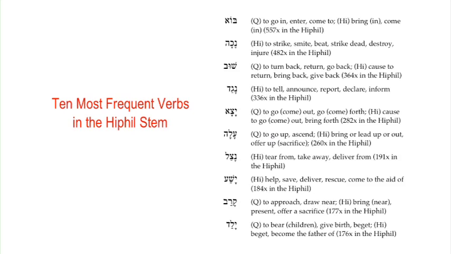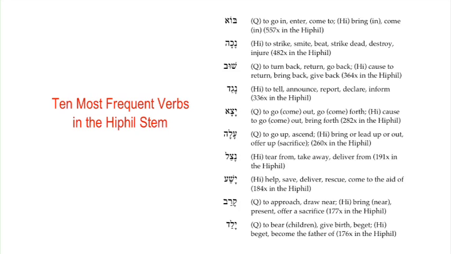Let's now look at the 10 most common verbs in the Hiphil stem. Look at your screen. One of the first things that you'll recognize in comparison to the Pual stem is that the Hiphil stem occurs frequently. In fact, after the Qal stem, the Hiphil stem is number 2 in terms of frequency of occurrence in the Hebrew Bible. So the Hiphil stem is very important. Look at some of the examples here with me.